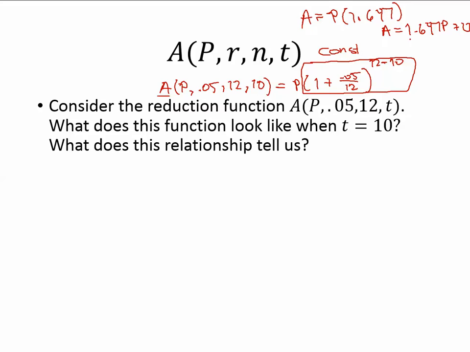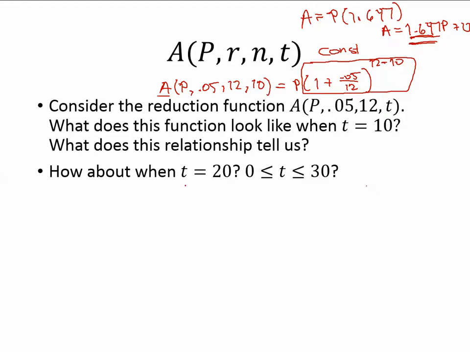So I can interpret this as saying, for every $1 of present value, after 10 years at 5% compounded monthly, I will earn approximately $1.65 for every dollar of present value I've put in. Very cool. So that's why we're seeing the linear function that we're seeing. Well, what about if t is 20?